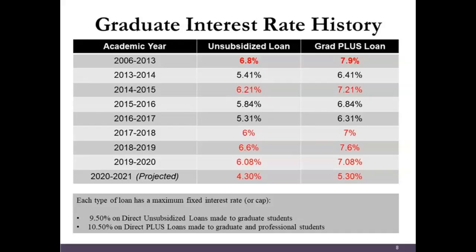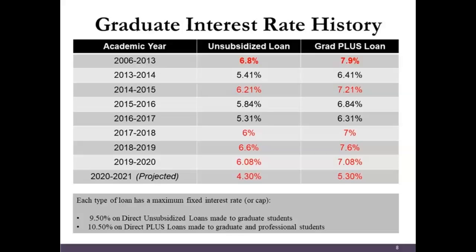They started at 6.8 back in 2006 for the unsubsidized loan, and the highest for the Grad Plus has been 7.9%. As you can see, it's never really been in the 4 and the 5% range until what it's projected to be for 2021. So the interest rate is going to drop significantly.